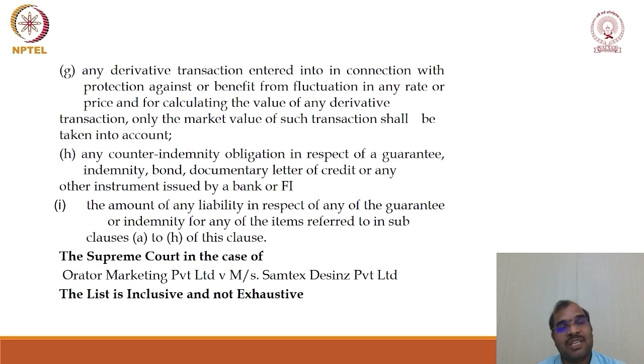Then what else is included? Any counter indemnity obligation in respect of a guarantee, indemnity, bond, documentary letter of credit, or any other instrument issued by a bank or financial institution. The guarantee is given by a banking institution or financial institution. These are all obligations because I am liable. Suppose I have taken a letter of credit or any other instrument issued by the bank, then obviously I am liable to pay; in the near future I am supposed to pay. So these are all included in the definition of financial debt.